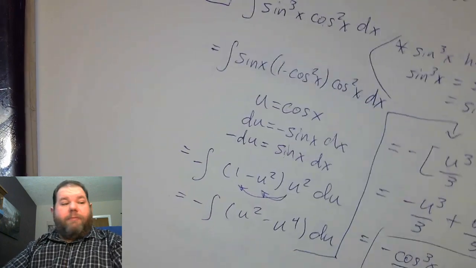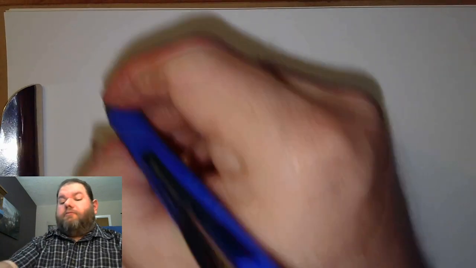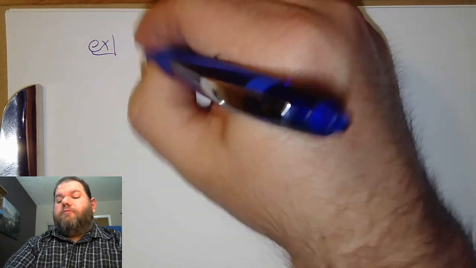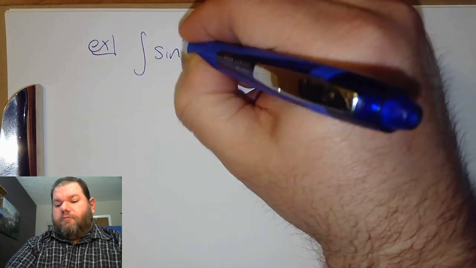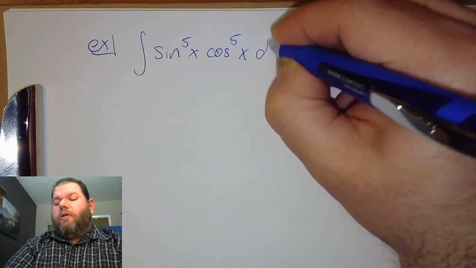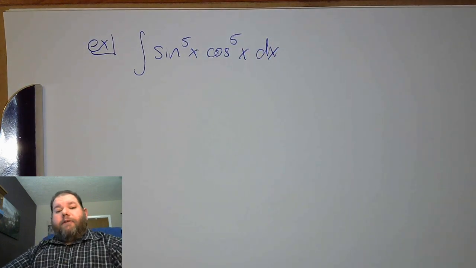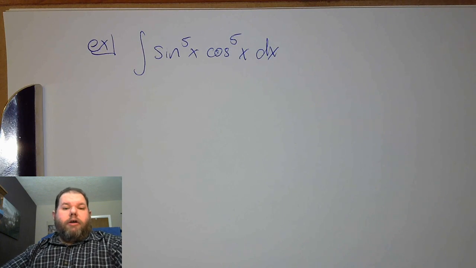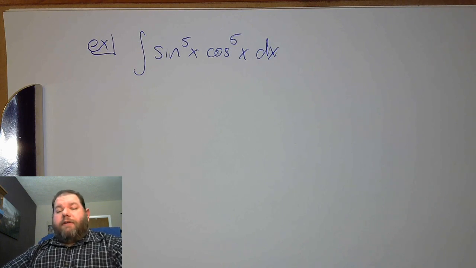Let's do one more example before we look at the other case. Now in this example, both of the exponents are odd. Both of them are 5 in this case. So we could reasonably split up either of these two trig functions. Since we split up sine x before, let's split up the cosine x this time.